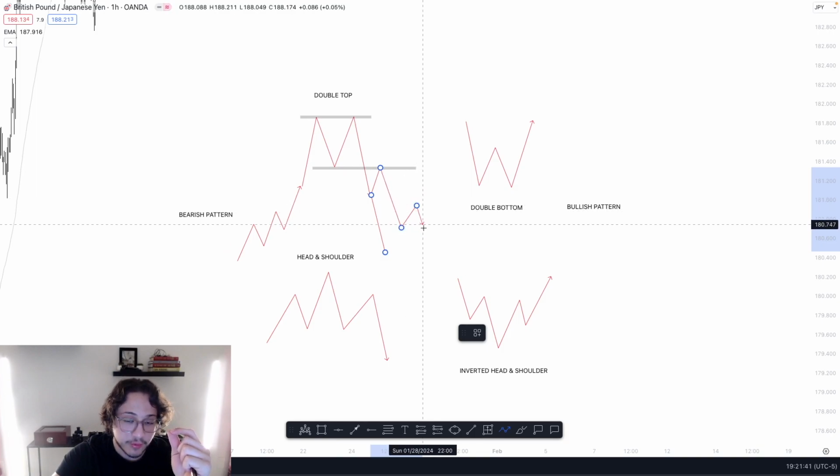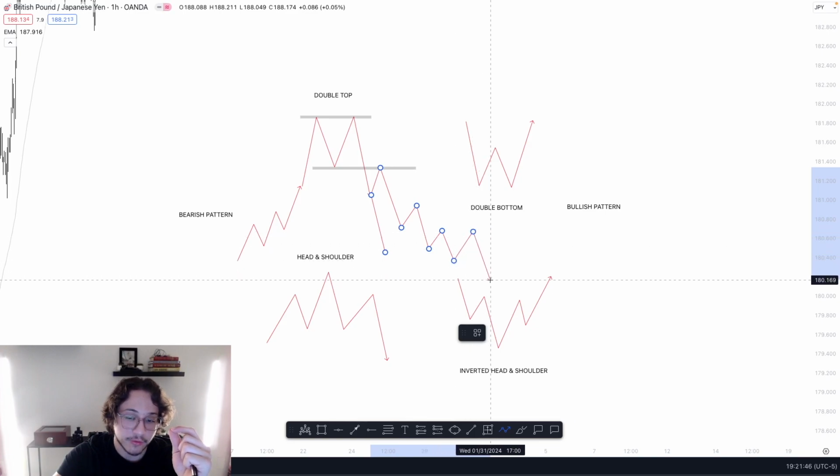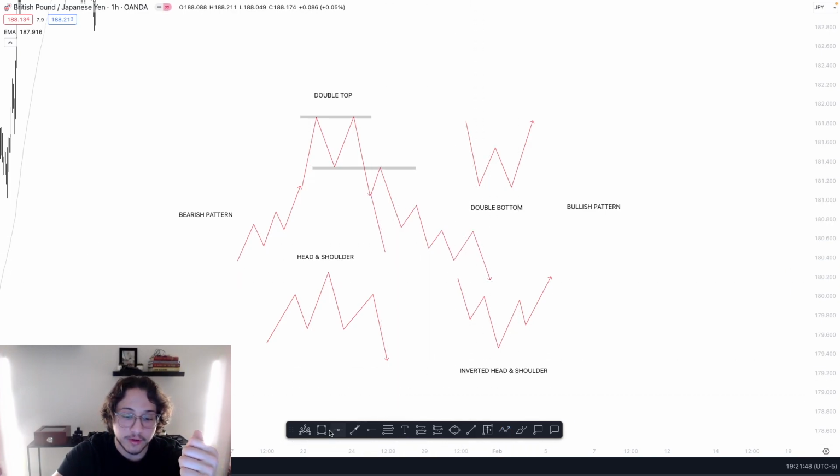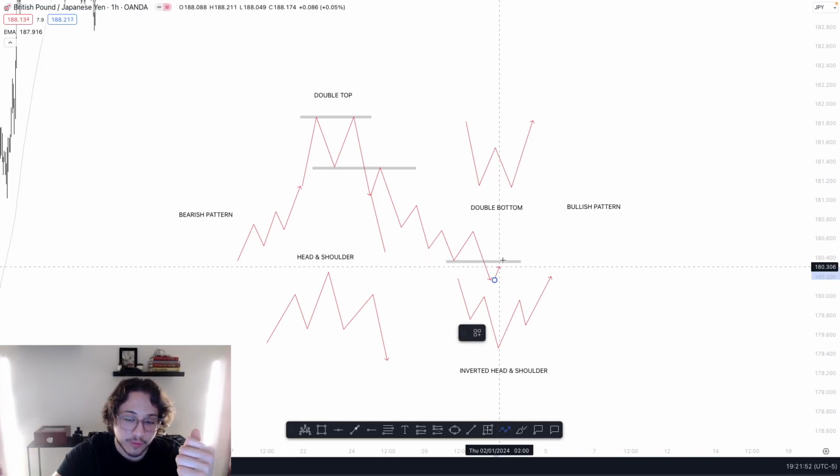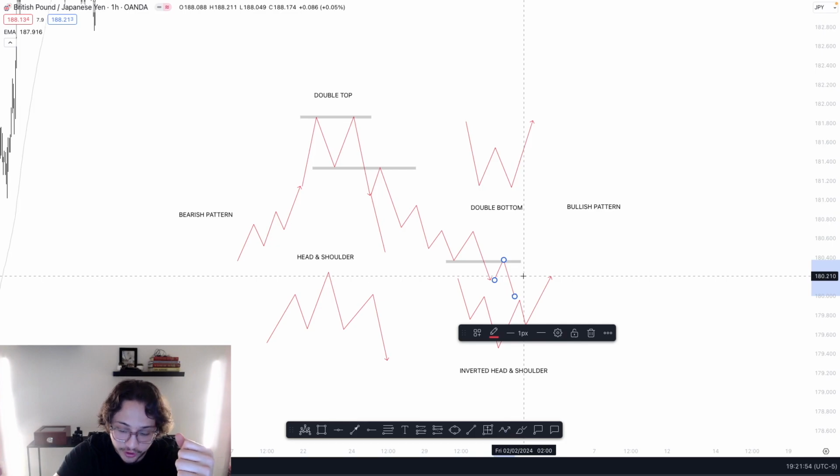Same thing whenever price is trending to the downside and we form another M shape over here, or another double top. We want to wait for the same exact thing. Just wait for price to break under the neckline, wait for the pullback, and then this is where you want to enter the trade.